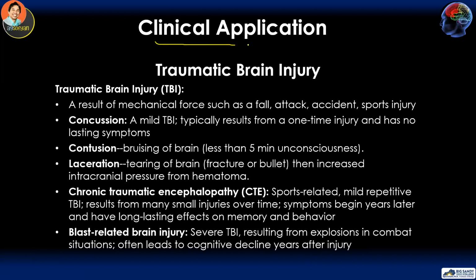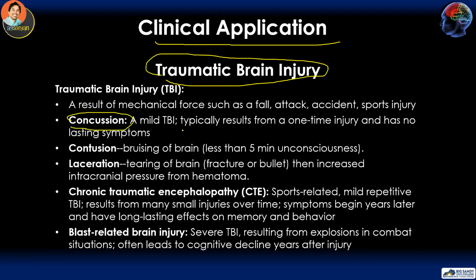Some clinical conditions: traumatic brain injury, of which there are several types. Maybe concussions, which are mild, typically result from a one-time injury and have no lasting symptoms. Contusion is bruising of the brain. If it is less than 5 minutes, sometimes it can cause unconsciousness. Laceration is damage or tearing of part of the brain, maybe because of a fracture or maybe bullets.